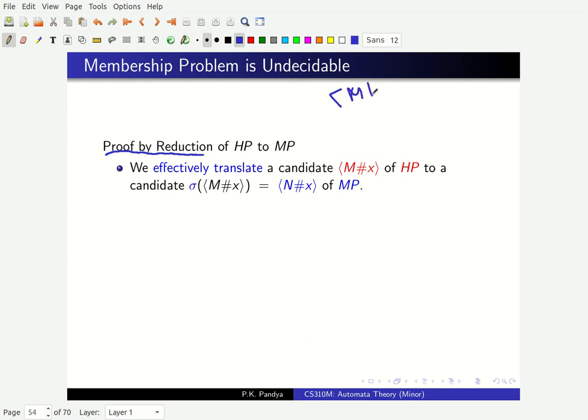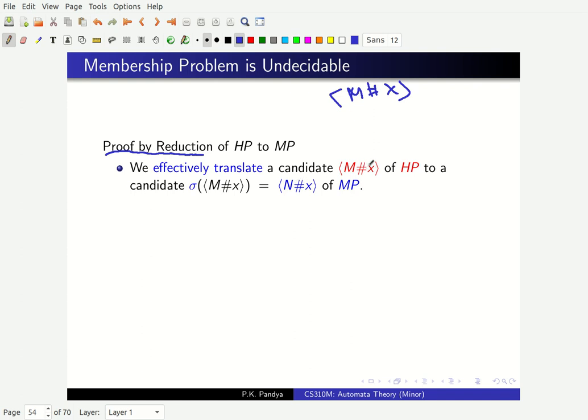Given an MX pair, we want to check whether it belongs to the language HP or not, right? We want to decide whether this MX pair belongs to the language HP, that is, whether machine M on X halts or not, right? This is what we want to decide by a total Turing machine. What we do is, we effectively translate such an instance of an HP question into an MP question.